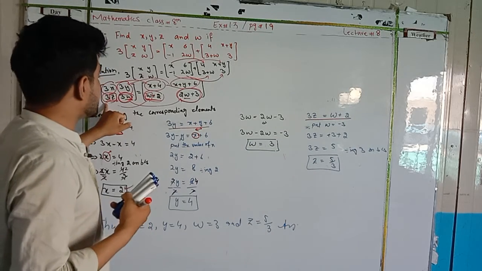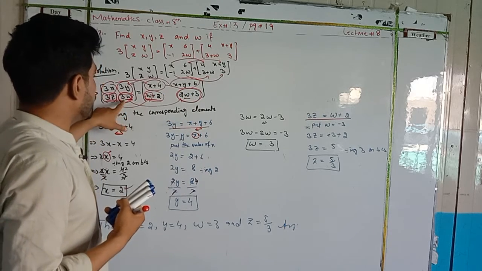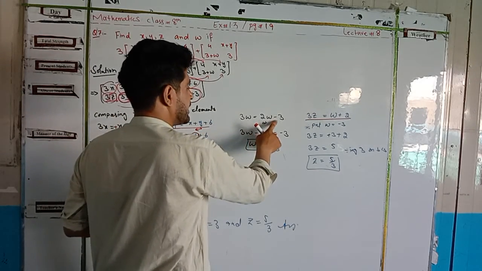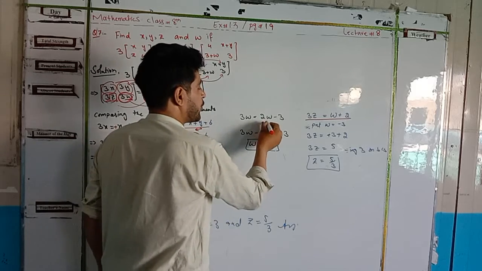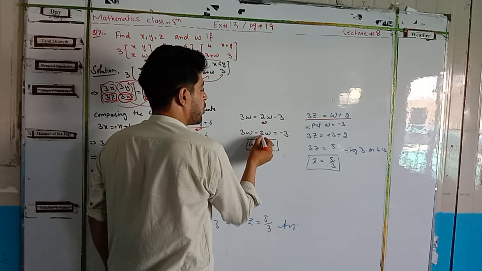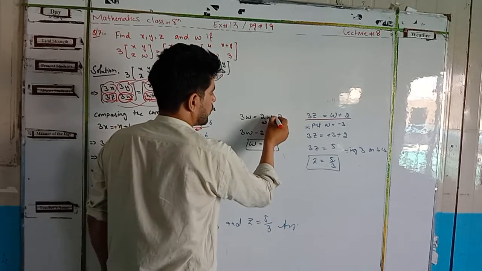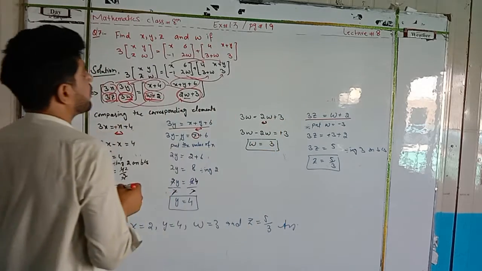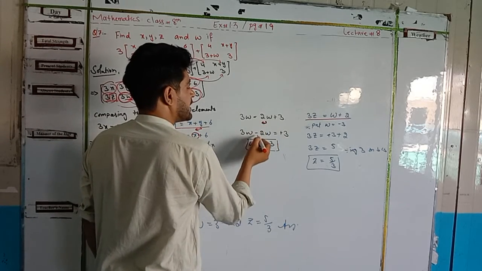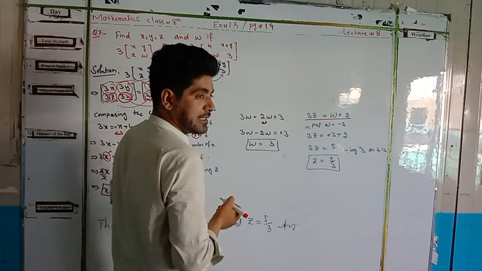So for this purpose we take 3w equal to 2w plus 3. Shift 2w to the other side: 3w minus 2w is equal to 3. Sorry, this is plus 3. So w is equal to 3. The value of w is 3.